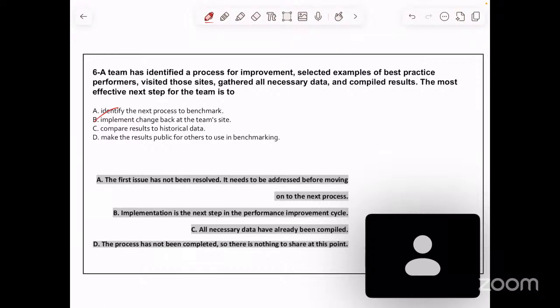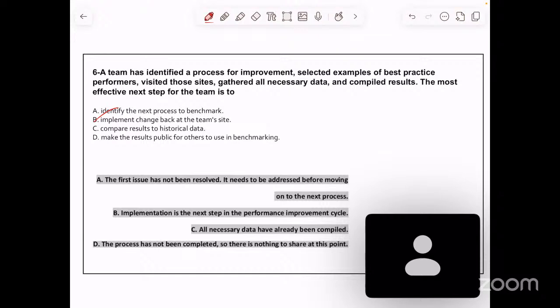Why? Because after gathering and analyzing all data from the best practices, which is from the benchmark, the logical next step is to implement these changes at the team's own site, basing on the findings. Okay, because this ensures that the lessons learned from the best practices are applied to improve the identified process. Also, applying the findings is the next logical step after gathering and analyzing the benchmarking data.